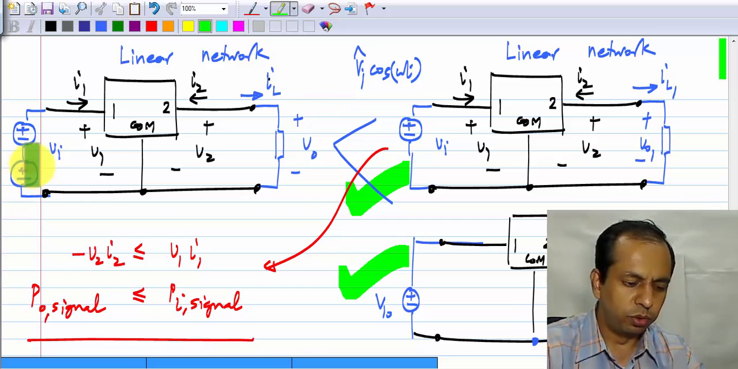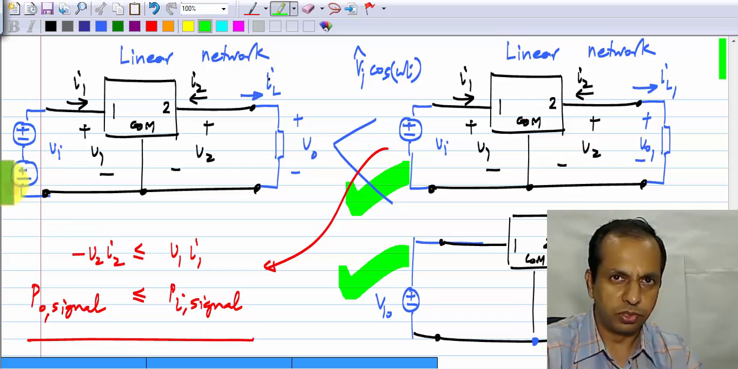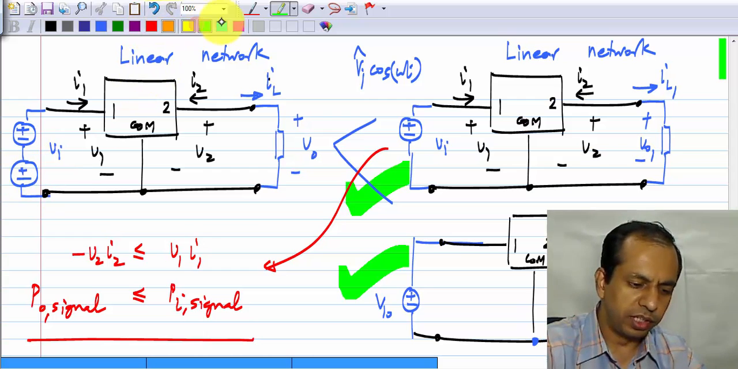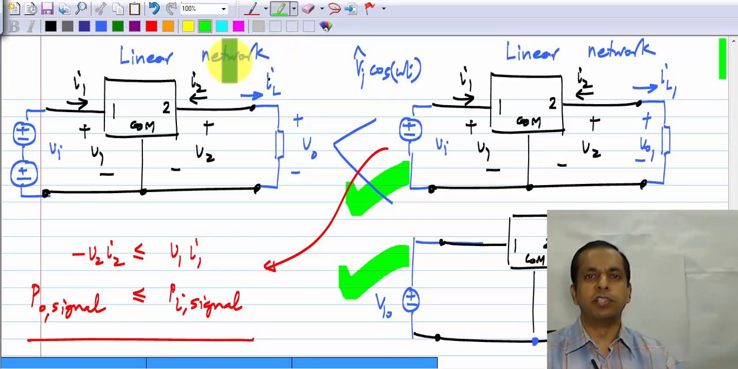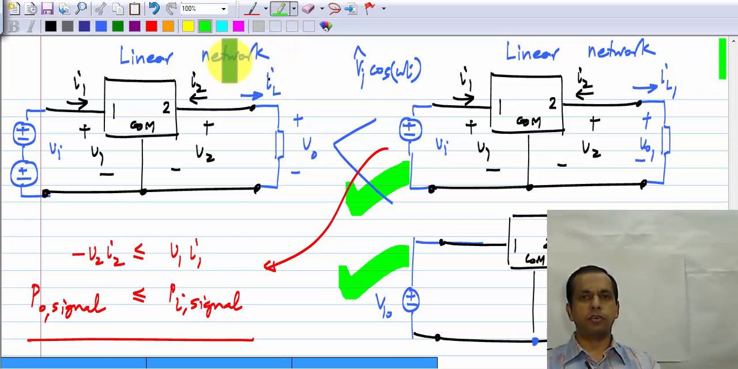This is not the only way to provide an additional DC source. You can provide it using a third port, but by linearity exactly the same thing will happen. You can always decompose the linear network into different circuits in which only one source is activated at a time. So, you can activate only the signal source at a time, you can activate only the DC source at a time, and from this you will conclude that the power in the output at the signal component will be no different from if you have only the signal input.